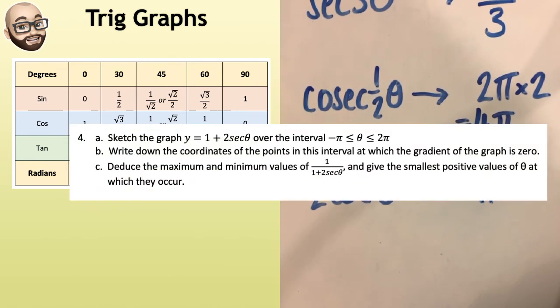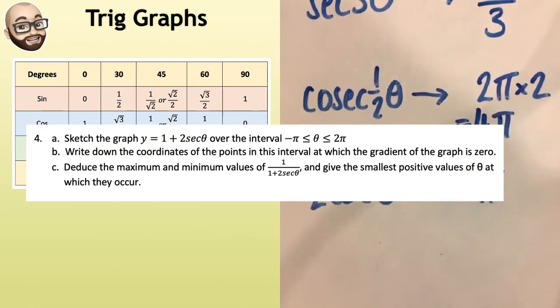Last question then, question 4, says sketch the graph of 1 plus 2 sec theta over the interval from -pi to 2 pi. Write down the coordinates of the points in this interval at which the gradient of the graph is 0, and therefore deduce the maximum and minimum values of 1 over 1 plus 2 sine theta and give the smallest positive values of theta at which they occur.